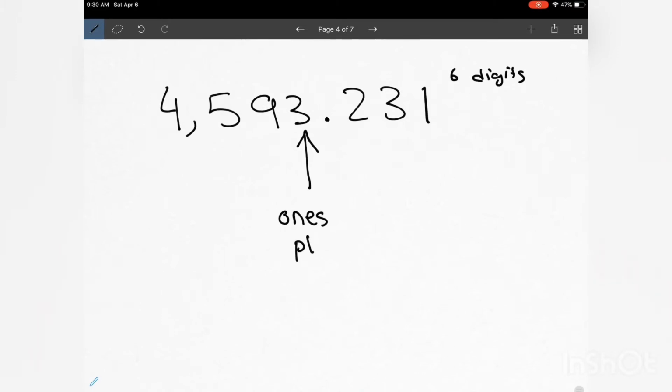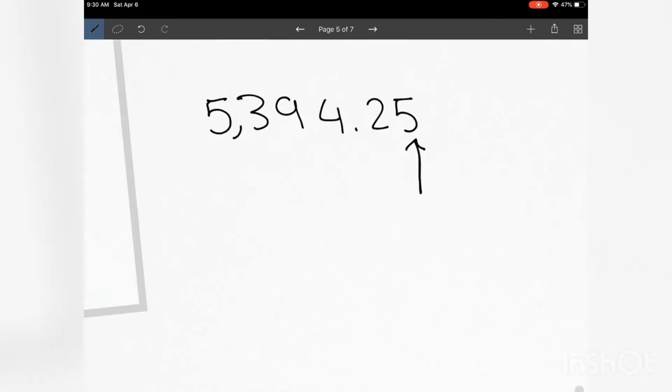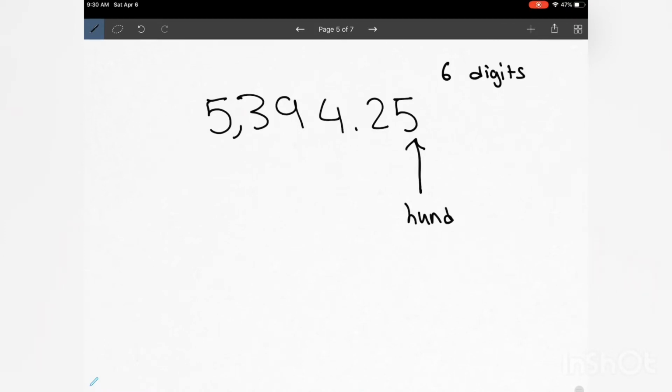Now let's do another problem. What would this be? There are 6 digits in this problem. What is the place value of the 5 to the right of the decimal point? If you said hundredths, you are correct. Good job.